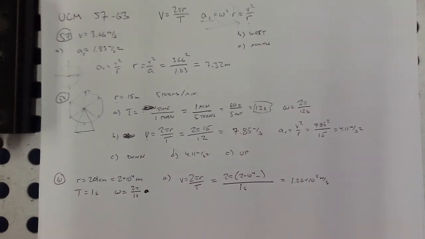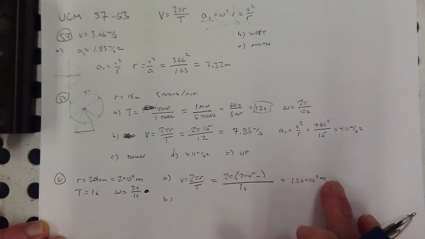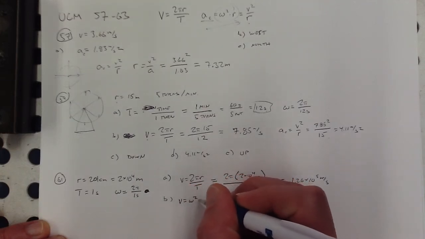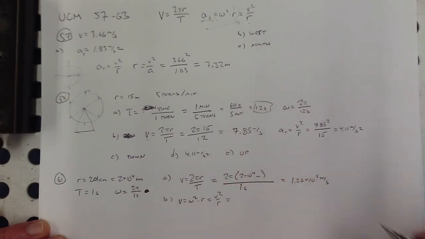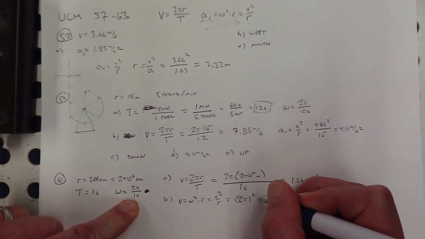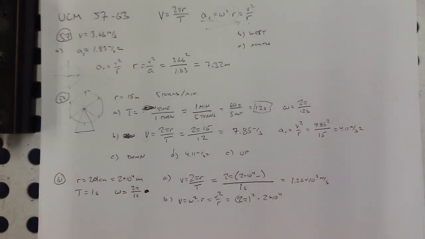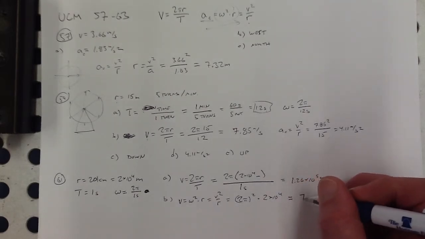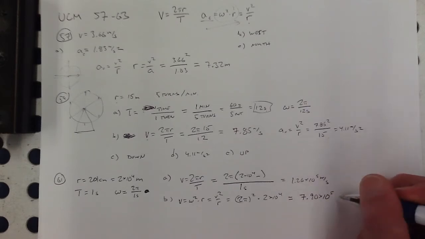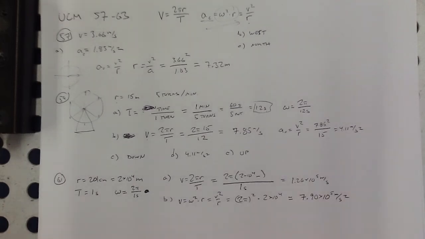That's part A. Part B, what's the magnitude of the particle's centripetal acceleration? So now that I have this, I can either do v squared over r, or I can do omega squared times r, either way. It does not matter. Let's do it this way this time for fun. So that's 2 pi squared times 2 times 10 to the 4th. That is about 7.90 times 10 to the 5th meters per second squared. Let me check that.